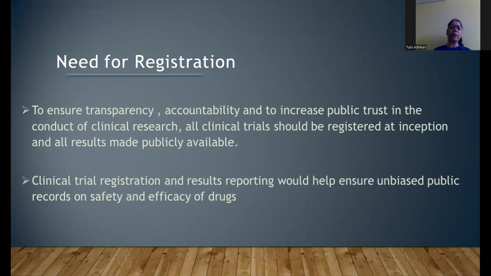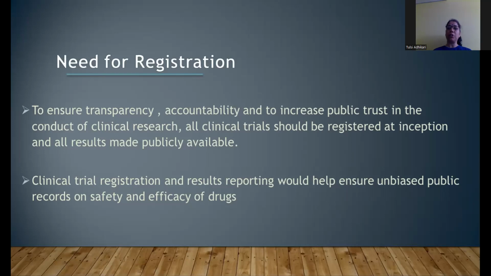So what is the logic behind registration? Why do we need registration? Registration in a publicly accessible trial registry ensures transparency and accountability, and increases public trust in the conduct of the clinical trial.